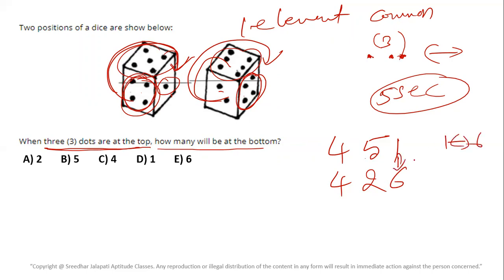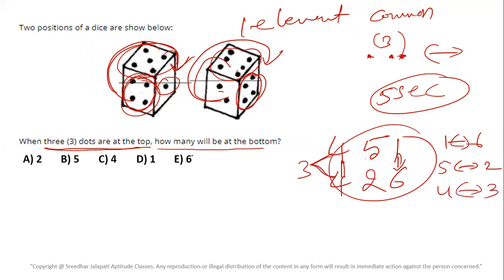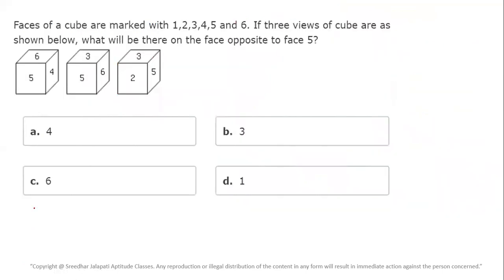1 and 6 are opposite. 5 and 2 are opposite. And 4, 4 common. So what is the number missing here? 3. So 3 and 4 are opposite to each other. You're asked to find when 3 dots are on the top, how many will be there at the bottom? What is opposite to 3? 4. So there will be 4 dots opposite to 3. Right? Yes. Next question.